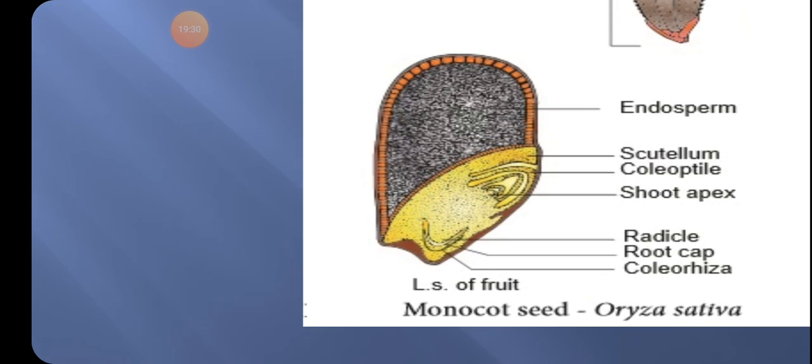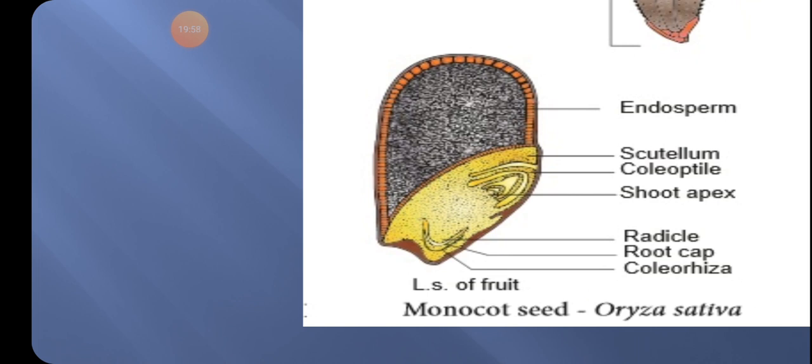Here in the embryo, at the lower part, is the radicle. In the dicot seed also the radicle is present. From the radicle tissue only the root is developed, and the root cap is also present in the monocot. The radicle is covered by the coleorhiza layer, and at the top the plumule is present. That is covered with the coleoptile layer.